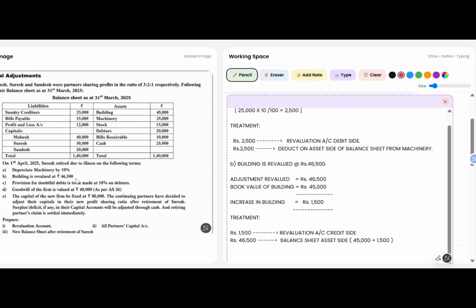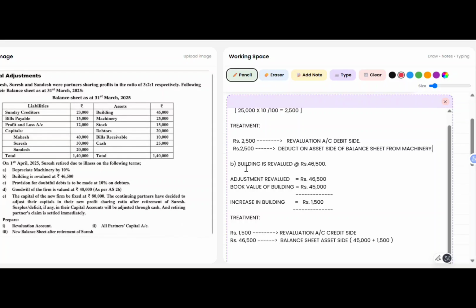So the building's new value at the end of the year is 46,500. So we have to find out what is the difference, whether the asset has increased or decreased. So we have to take the book value of the building. Building's book value is 45,000. We consider it as the old value of the building, and the building value that is revalued, 46,500, is considered as the new value of the building.